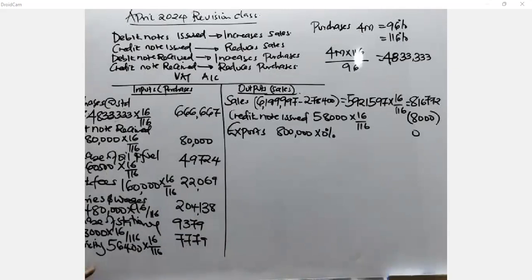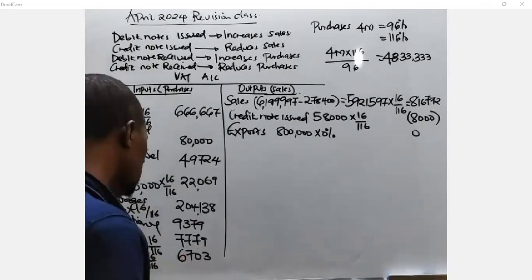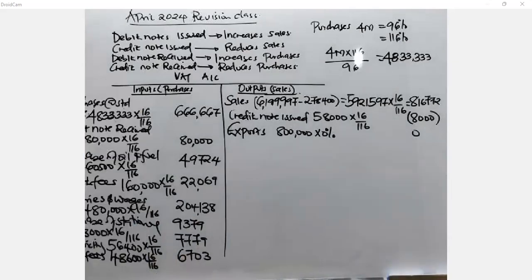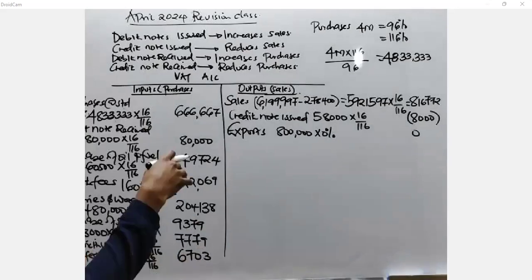We have the legal fees. How much are the legal fees? The amount is 48,600 times 16 divided by 116, getting 6,703.